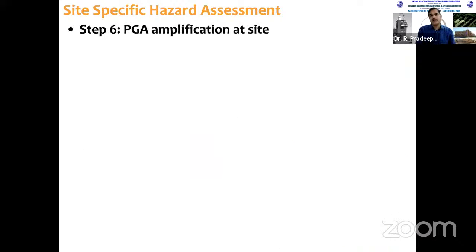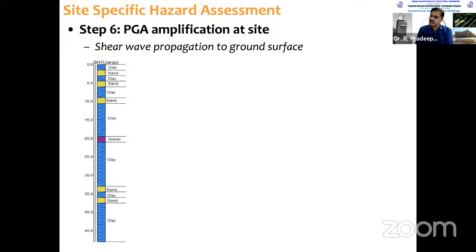Then coming to PGA amplification. Whatever is founded, it is at the bedrock. Now we have to bring that ground motion as well as the spectrum to the site. For that there are several methods. I'm not going into those details. So shear wave propagation to the ground, 2D and 3D methods are available.